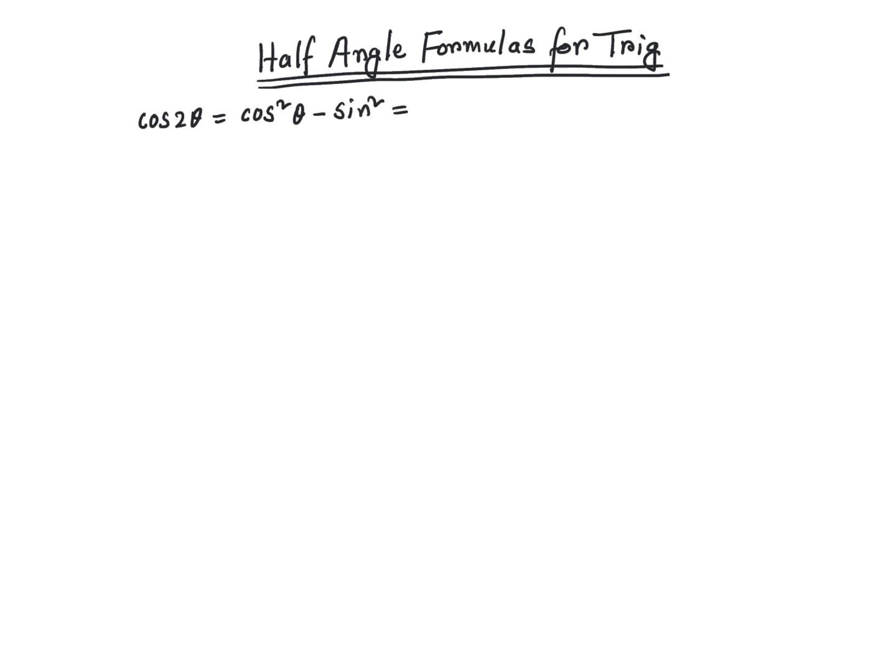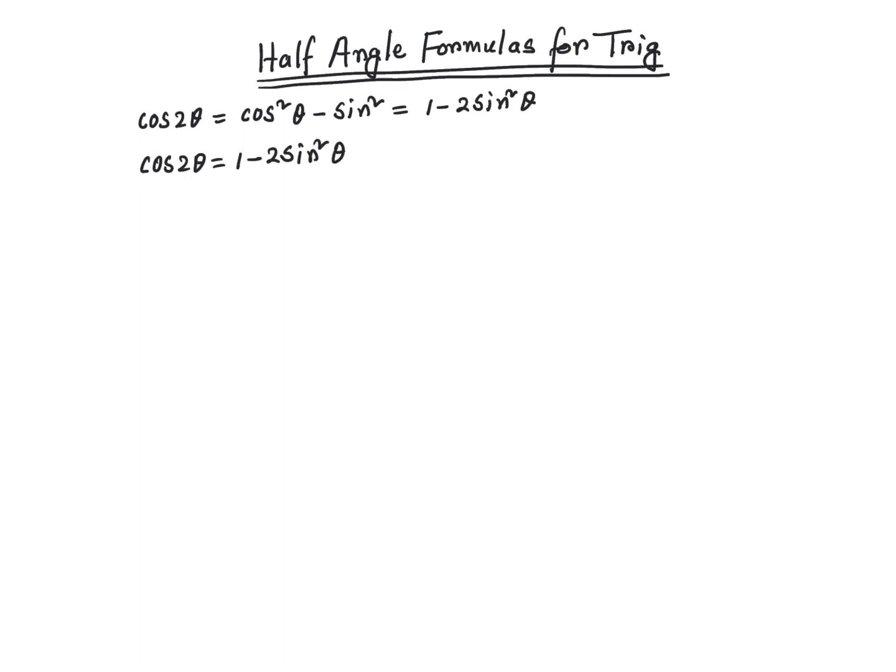From this, we can rewrite it as 1 minus 2 sine squared of theta, because cosine squared of theta is equal to 1 minus sine squared of theta. So I have cosine of 2 theta is equal to 1 minus 2 sine squared of theta.